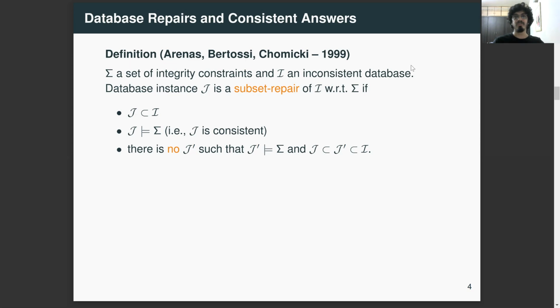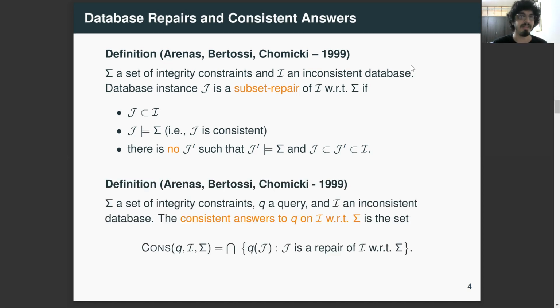Now, clearly, there is no single way to repair a given database instance. There could be many ways. In fact, there are exponentially many ways in general to repair a single inconsistent database instance. Now, this notion of database repairs is used to give semantics to query answering over inconsistent databases. And this is called consistent answers.